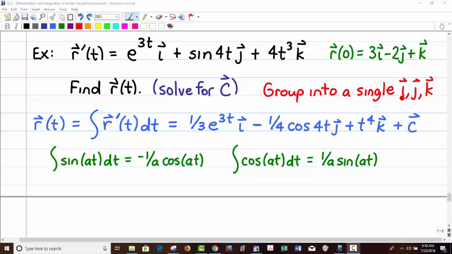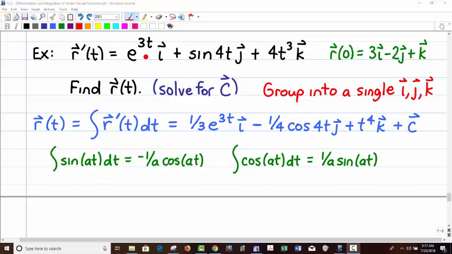But anyway, I'm just sort of showing you here that you want to group these into a single I, J, K answer when we're done, because you don't really want to have a bunch of loose I, J, K terms. It's better to put them in one set of parentheses in front of each I, J, and K. So let me show you how to do that real quick for this one.